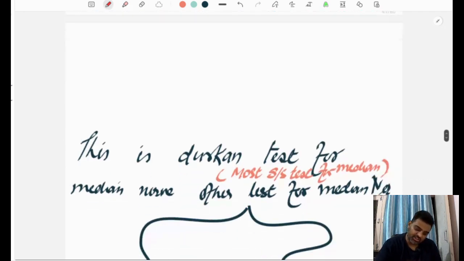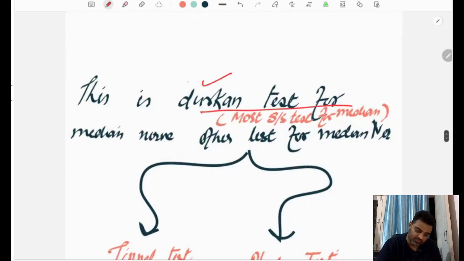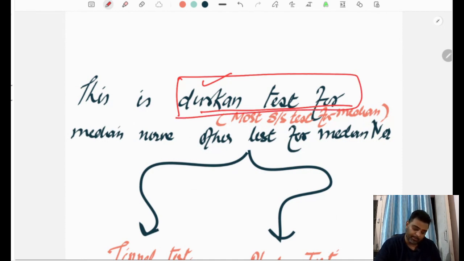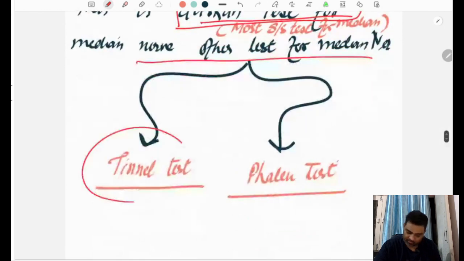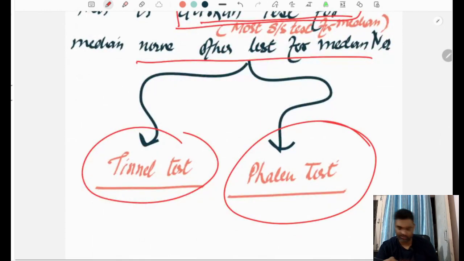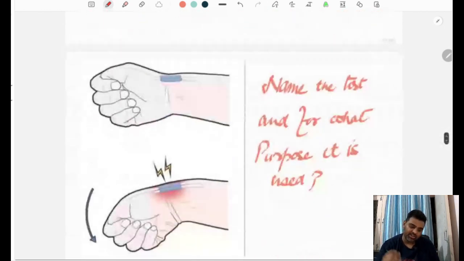So this is Durkan test, and please remember Durkan. If they ask which is the most sensitive, Durkan test. Median nerve. Other tests are Tinel test, I have told you, and the Phalen test, I have also already told you. Now this is the test.